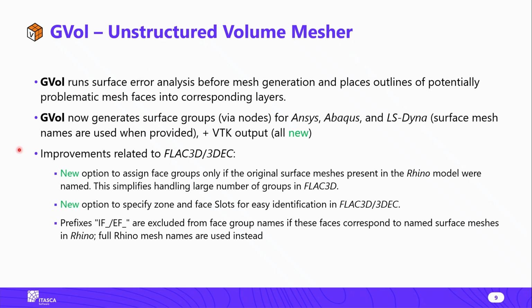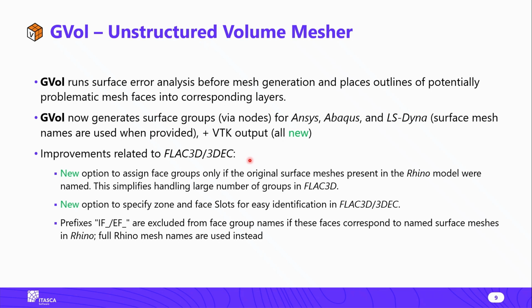gwall also can generate surface groups for ANSYS, Abaqus, and LS-DYNA now. Previously, it didn't generate surface groups. However, surface groups are generated via nodes, not via actual surfaces. So it's a little bit more simplified approach, but it's very robust. Also, gwall can produce VTK output if needed.